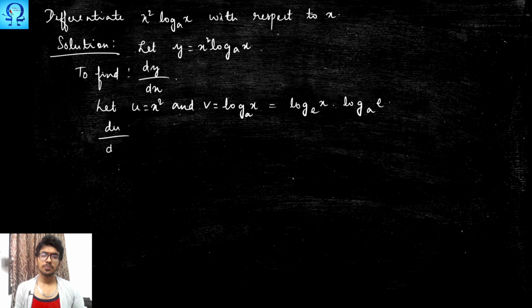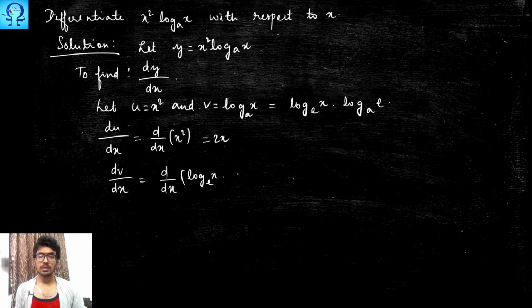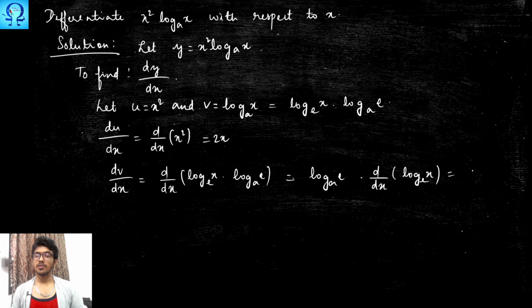du upon dx is going to be what? d upon dx of x squared, and this is 2x. dv upon dx is what? That is d upon dx of log x to the base e times log e to the base a, which is a constant. So we shall take log e to the base a as a constant. We take it outside, and this happens to be simply log x. Therefore, log e to the base a upon x. This is what we have.